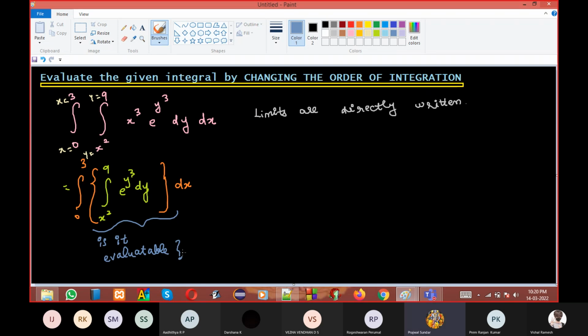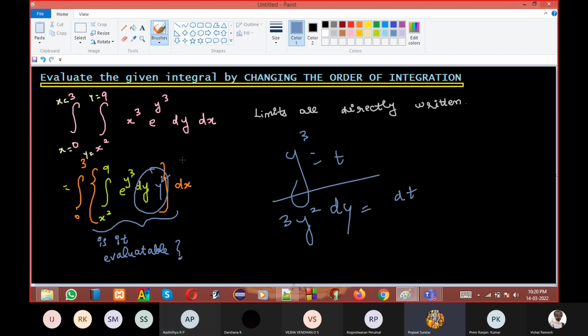Tell me, Aditya, what substitution are you going to perform? You'll put y cube as t? Try and see. 3y squared dy is dt, but you have only dy. Where is y squared? You can write y squared as t power 2 by 3, but how will you integrate e power t into t power 2 by 3? You think you will integrate this? That is not working.